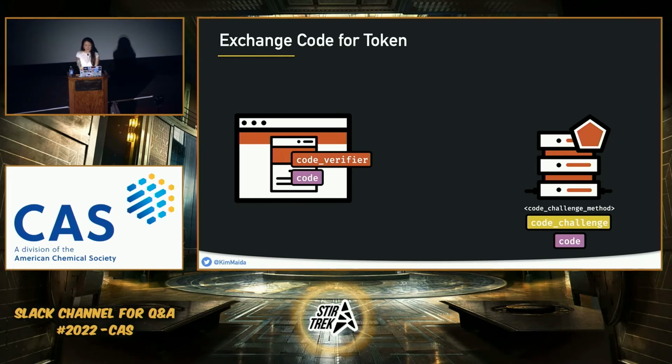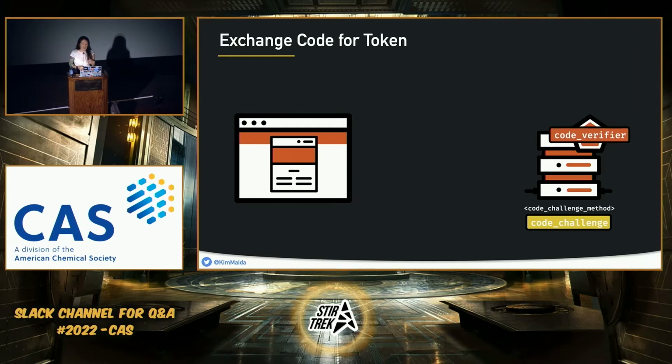Once we have the code, then the code and the code verifier, which is that original cryptographically random string, are sent to the authorization server's token endpoint. The authorization server then confirms this code is the same as the one the authorization server sent in response to the app's authorization request, the one that was delivered in the query string.